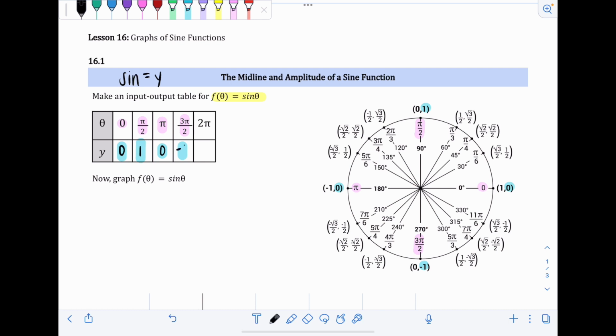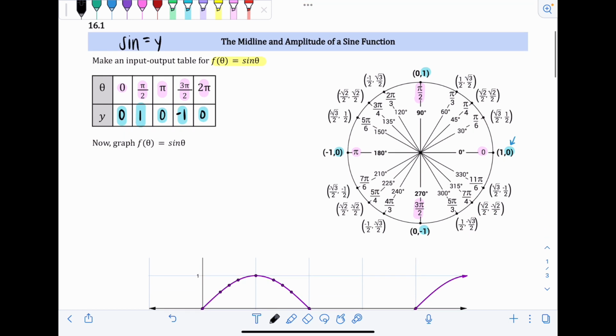So we'll put a -1 right here. And then the last angle measurement is 2 pi, which is just one full rotation around the circle, so it's going to be back at 0, and that means it's going to have the same y-coordinate as angle 0, which is just 0, so we would put a 0 right here. You could technically do all the input values around the unit circle. It would take a bit longer, but it would give you some more points in between. But these 5 points are the main ones we want to focus on for the sketch of our graphs.